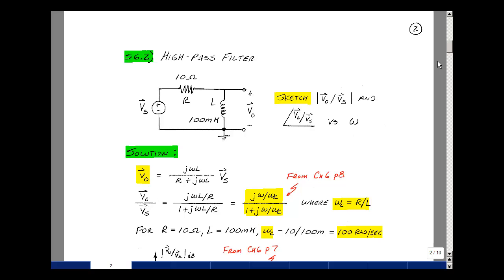This lesson deals with supplemental problem 6.2. You can find this problem in the course ebook in the Chapter 6 supplemental problems on page 2. In Chapter 6, around page 6, we introduced a high-pass filter using a resistor and a capacitor. We can do the same thing with a resistor and an inductor.